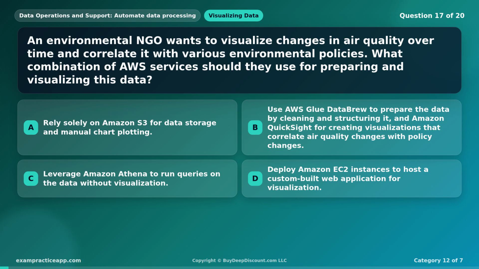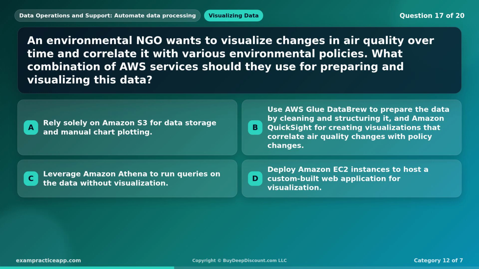Question 17. An environmental NGO wants to visualize changes in air quality over time and correlate it with various environmental policies. What combination of AWS services should they use for preparing and visualizing this data? Option A, rely solely on Amazon S3 for data storage and manual chart plotting. Option B, use AWS Glue DataBrew to prepare the data by cleaning and structuring it, and Amazon QuickSight for creating visualizations that correlate air quality changes with policy changes.